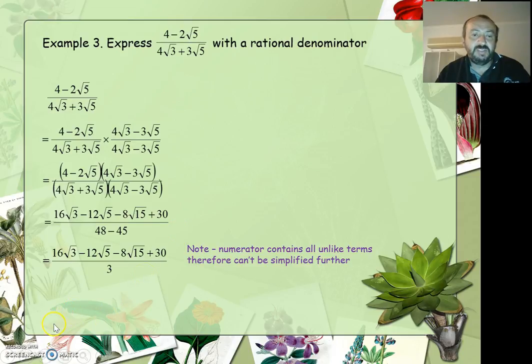Okay, that's the last of the skills and techniques about surds that we need to understand, and that we'll be doing this year.